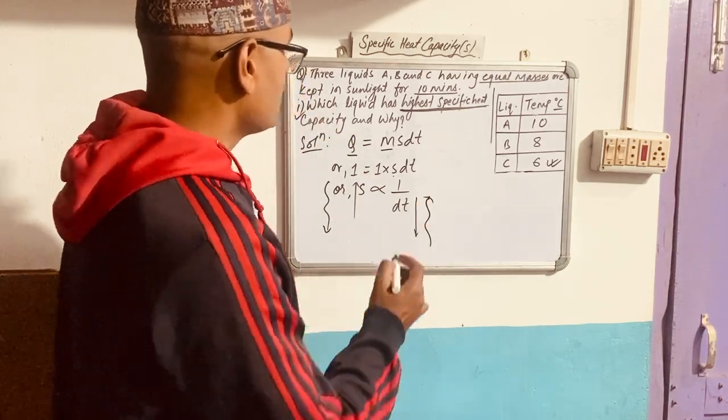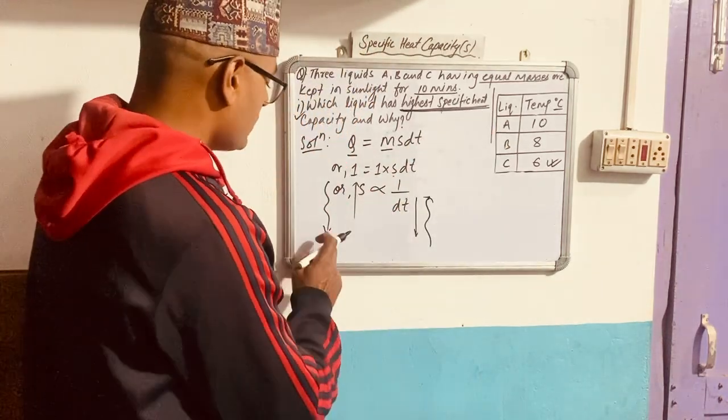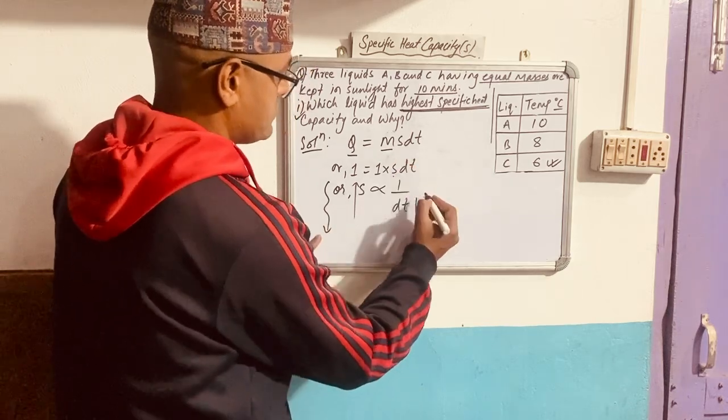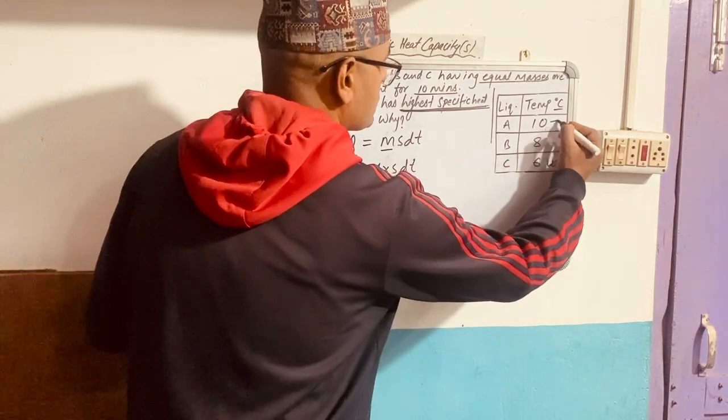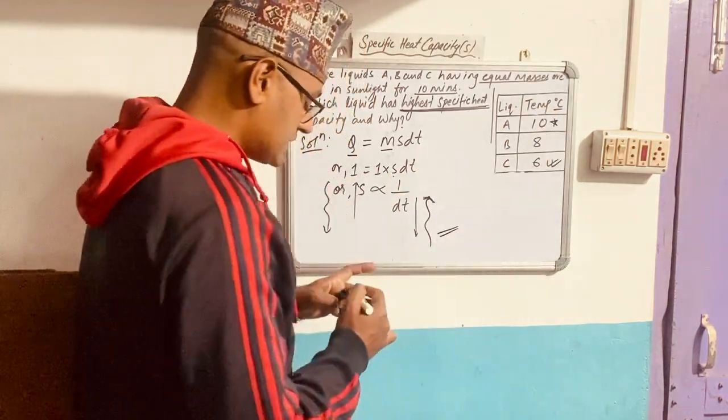Over here, the substance C has the highest specific heat capacity, and the lowest specific heat capacity belongs to the substance that has got the highest temperature rise, so substance A. This is very important from the examination point of view.